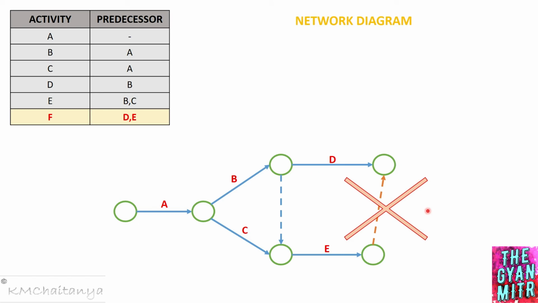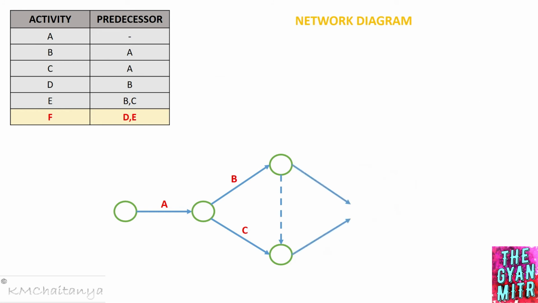So what would be the other option? Since D and E are almost the last activities and they do not have any other relationship in our network diagram which is mentioned in the table, right? So what we will do is we will just merge these two activities D and E. We will be having the activity F and then I'll be closing. So this would be the correct representation of an AOA network diagram.